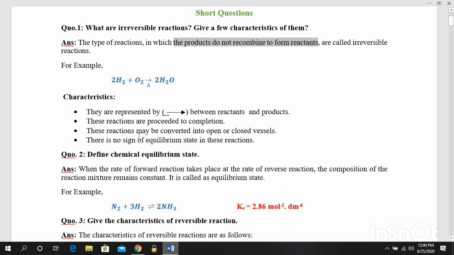Next, these reactions may be carried out in an open or closed vessel. It means that the condition for this system is not mandatory here, as we have studied in reversible reactions that these can only take place in closed vessels. But irreversible reactions can take place in any sort of system, either closed, open, or isolated. We have explained these 3 types of systems in the previous lectures. You can check the videos from the playlist. Last but not the least, there is no sign of equilibrium state in these reactions. These reactions do not have any sort of equilibrium.